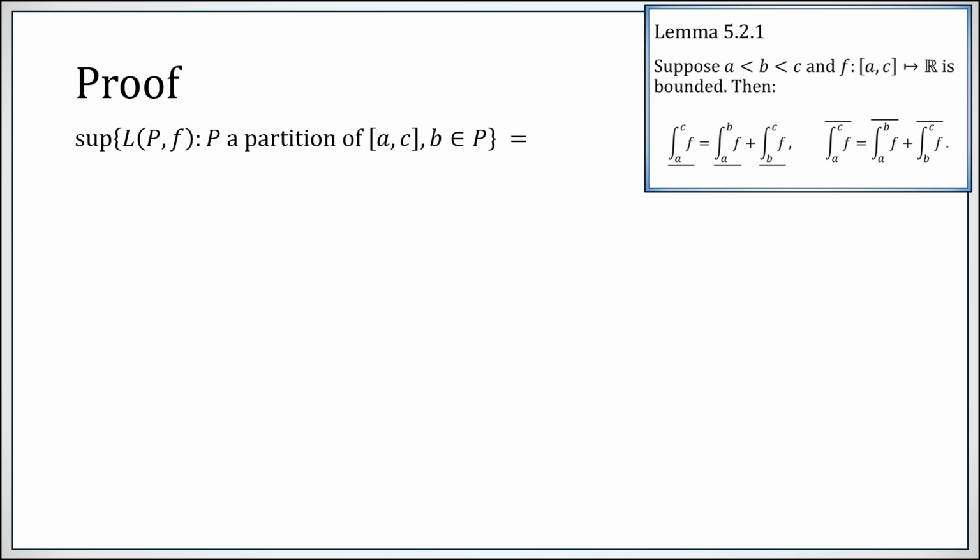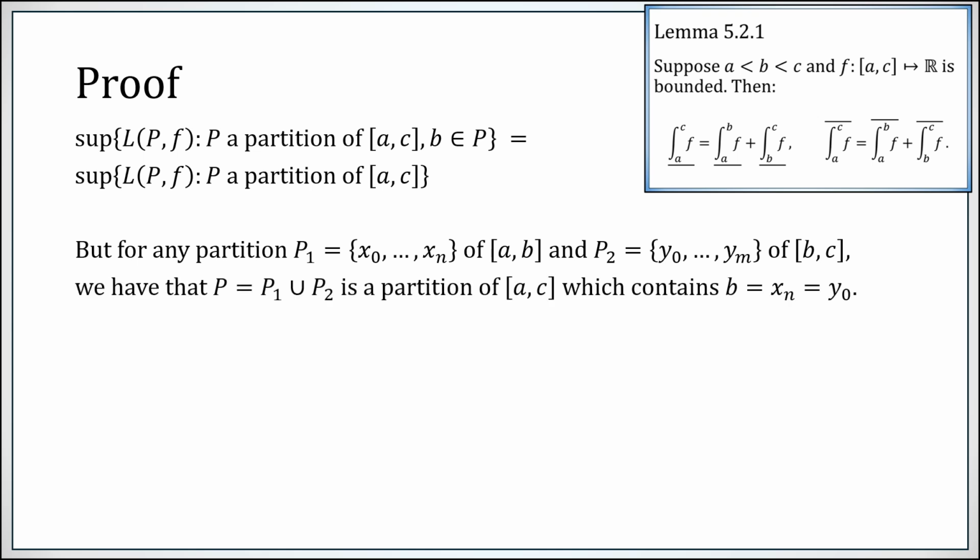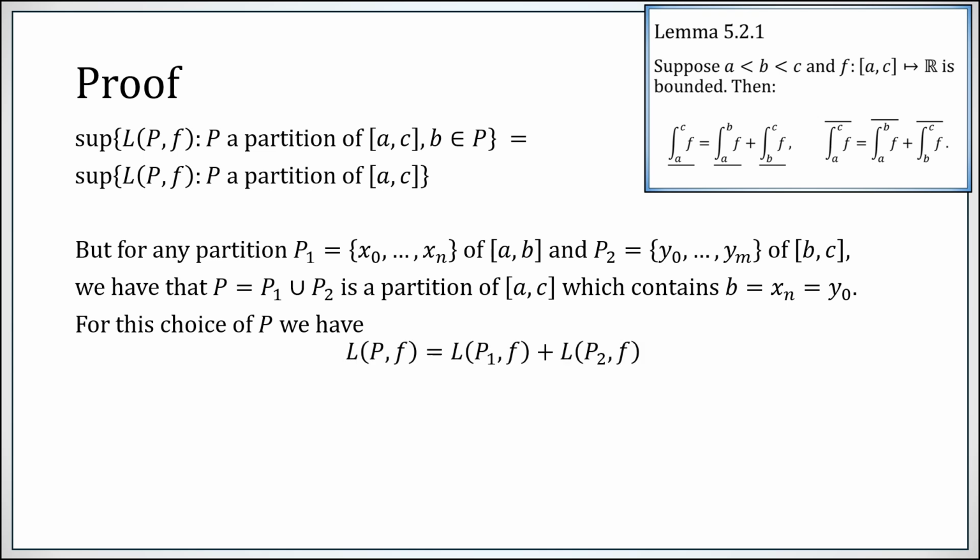So, since the supremum of lower sums of partitions which contain b equals the supremum of lower sums of partitions which may or may not, we can now take any partition of a to b and any partition of b to c and union them together to get a special partition of a to c which contains the specific endpoint b. Now, for this particular choice of partition, the lower sum of the overall partition is simply the sum of the two lower sums, the left part from a to b and the right part from b to c.